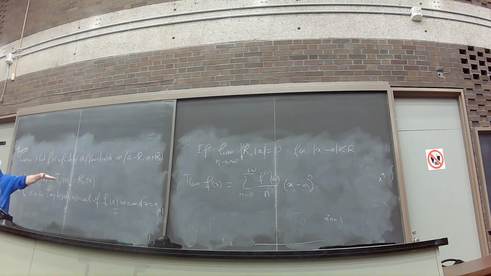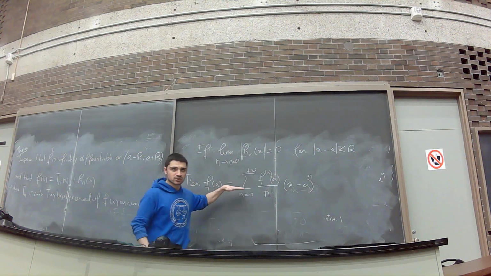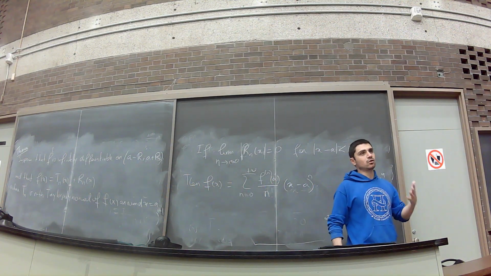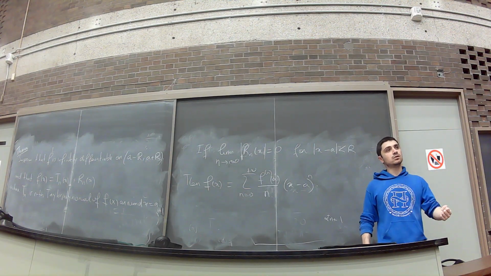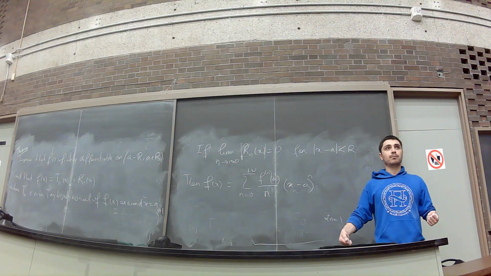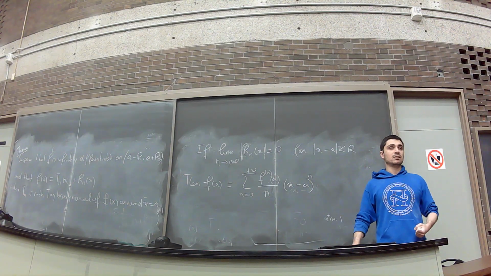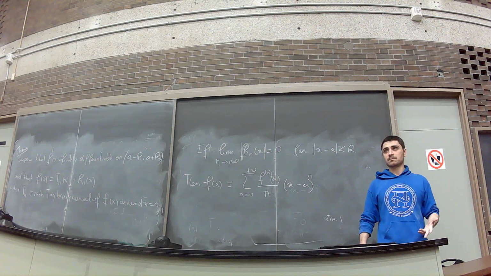Okay, so you will not be questioned directly on this theorem. This theorem is, I think, beyond the scope of this course. You just have to know that if the remainder goes to 0, then you can write your function as a power series. This is what you have to know. Okay?